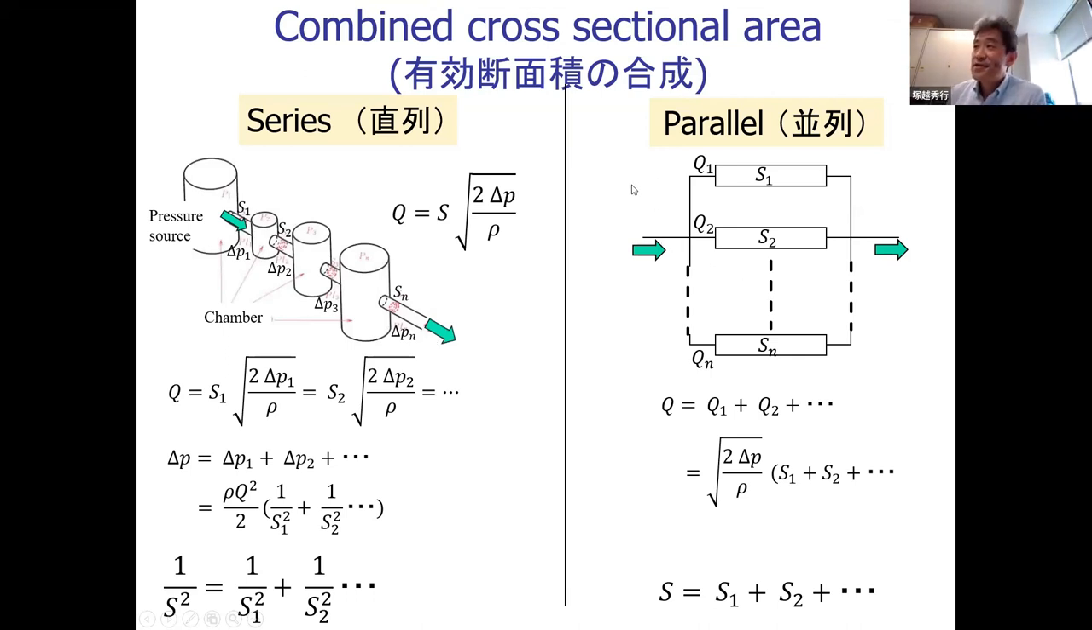On the other hand, if these pipes are connected in parallel, the total cross-sectional area becomes just the sum of each cross-sectional area. Okay.